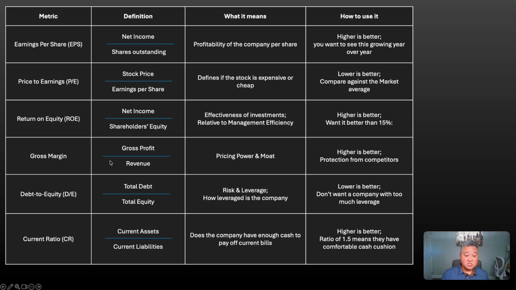Next is gross margin, and that's the gross profit divided by overall revenue. This indicates the overall pricing power, or moat, that the company has. Higher is better, and it indicates the overall protection it has from competitors.